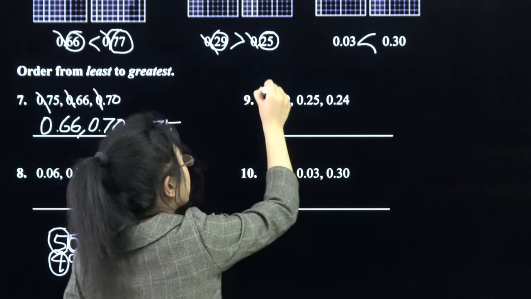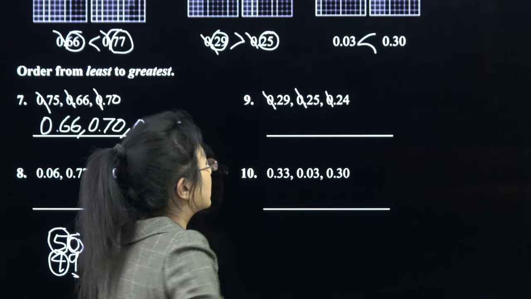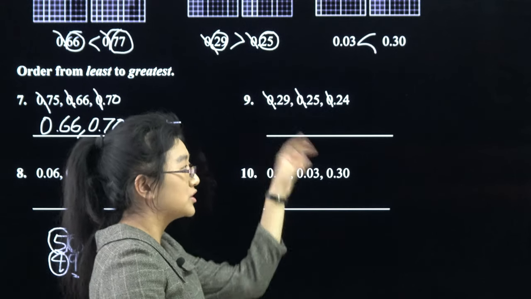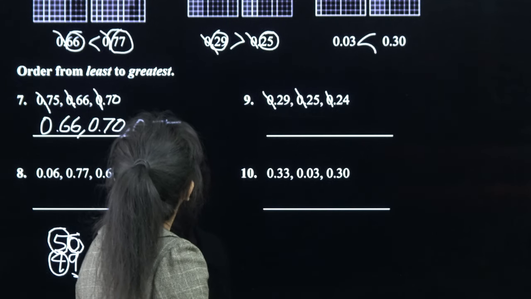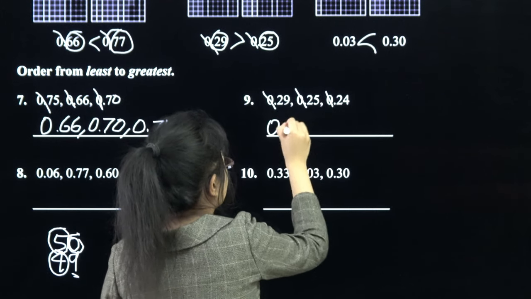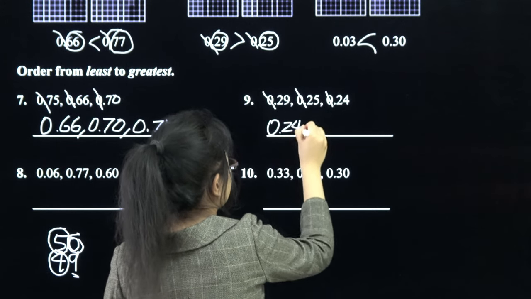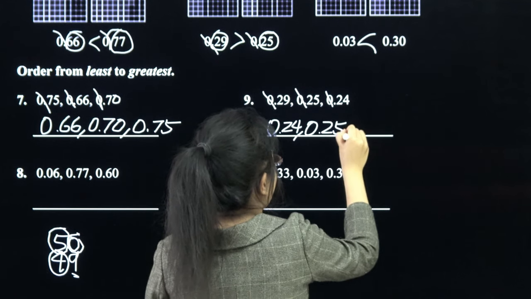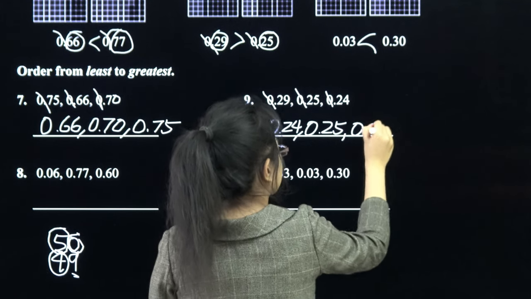Okay. This is also a bunch of 0 points, so we could just ignore that. And 24 is smaller than 25, which is smaller than 29. But that was quick. So 0.24 is the smallest or least, and then it's 0.25, and then it's 0.29.